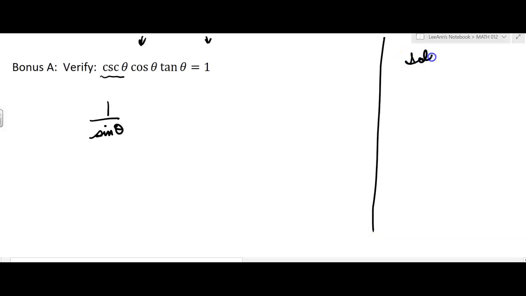So what I can do is write cosecant theta as 1 over sine theta. That's a reciprocal identity. So the idea, and you don't have to do this on your paper, I'm just showing you what the idea is, the identities that I'm using, okay? I know that cosecant theta is equal to 1 over sine theta.